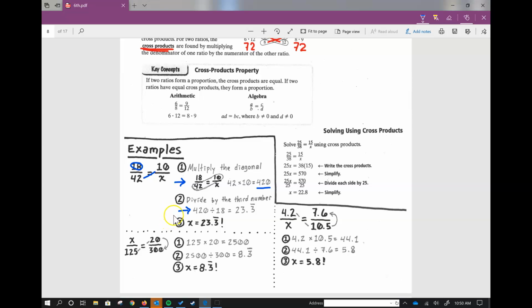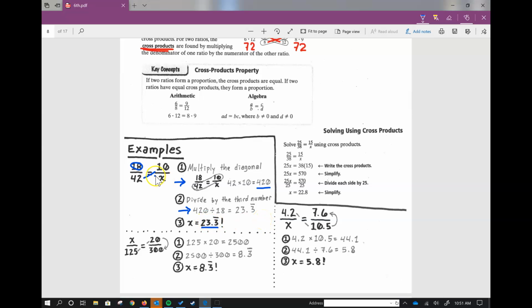420 divided by 18 is going to be 23.3. Do you remember what this line on top of the 3 means? It means that is repeating. So technically, this is 23.3333333333 and on forever.